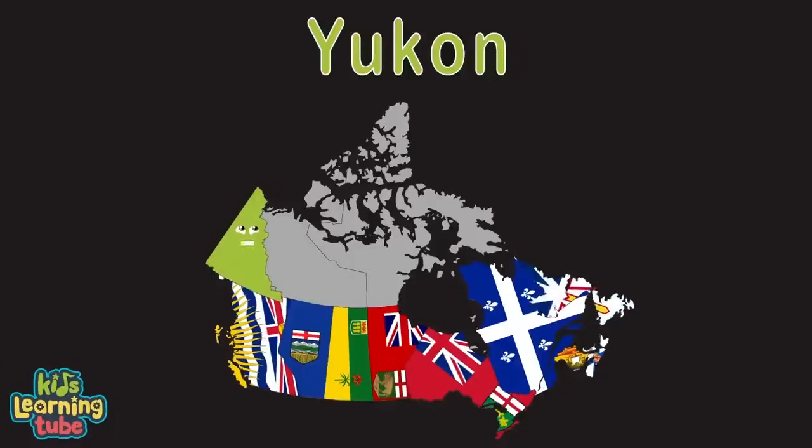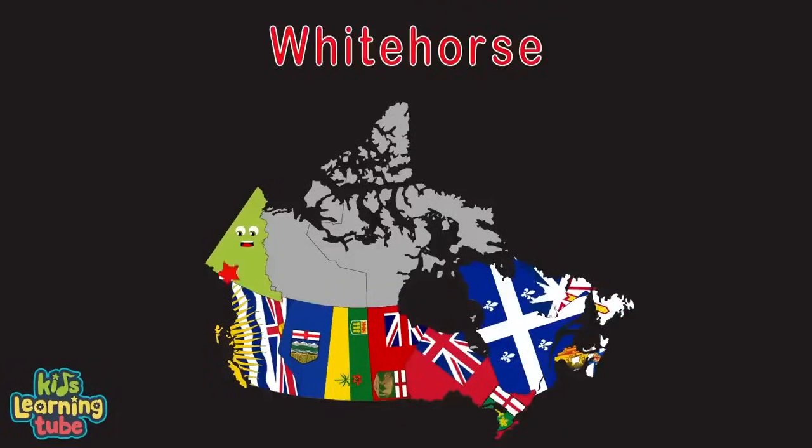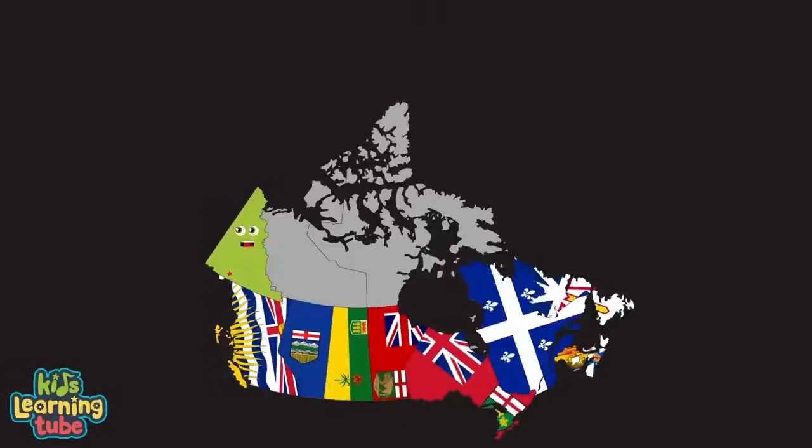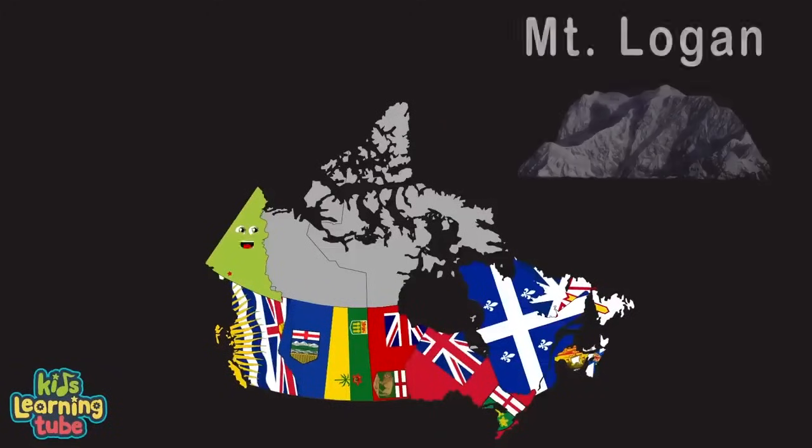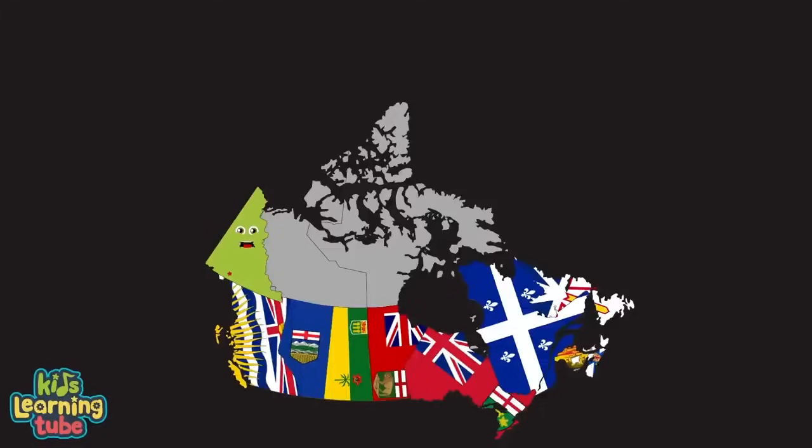I'm the Yukon Territory, my capital is Whitehorse. I'm located in the northwest of Canada for what it's worth. I'm home to Mount Logan, Canada's highest mountain. I'm also known for glaciers and also if you like to fish salmon.